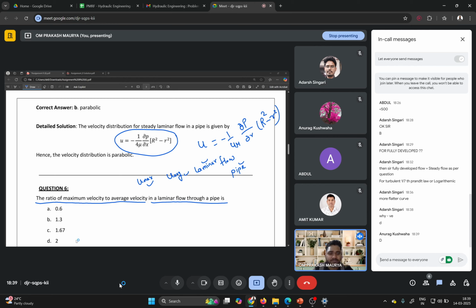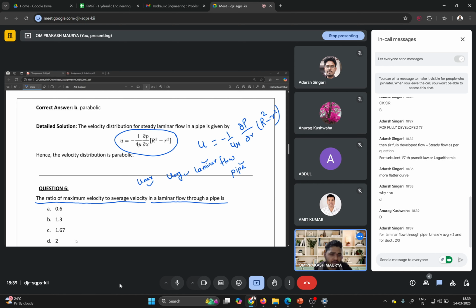So negative here is just showing you the pressure drop as you move in the flow direction, the pressure value will be reduced, so that's why negative is written here. Okay, D option, Anurag is telling for question number 6. Okay, others are also telling D option. Okay, for duct, all of you are telling 2 by 3.